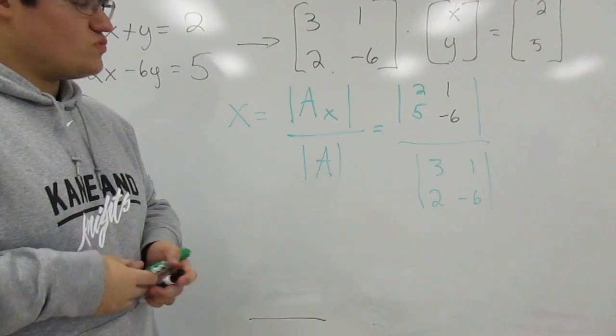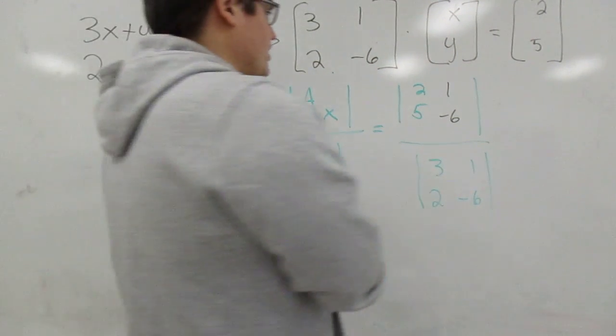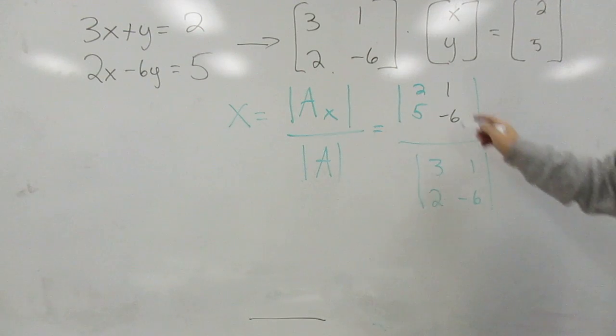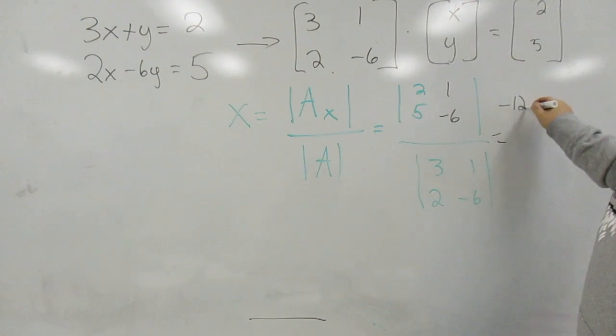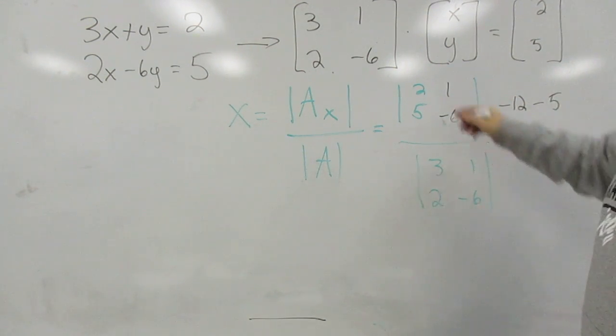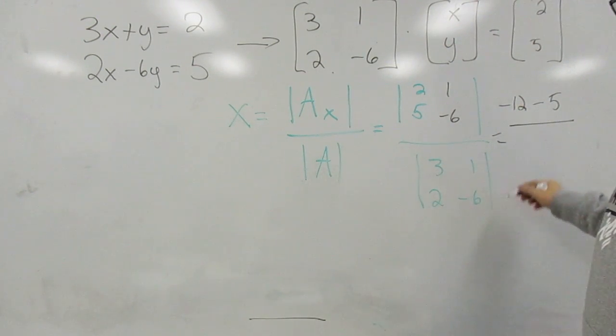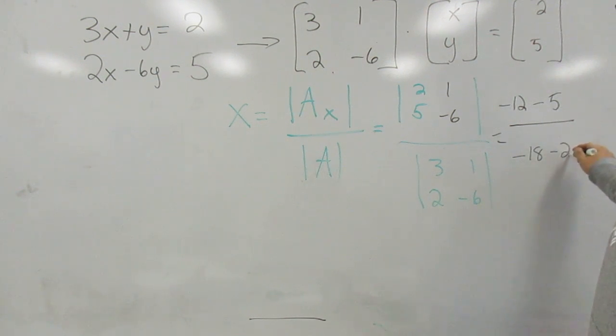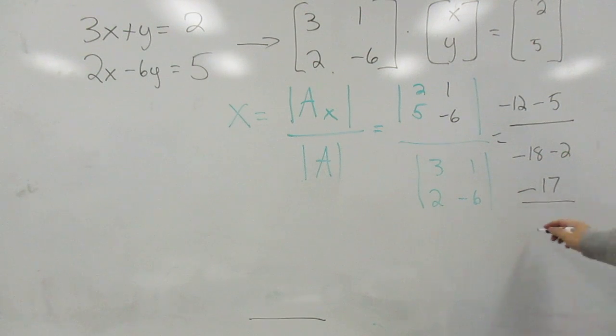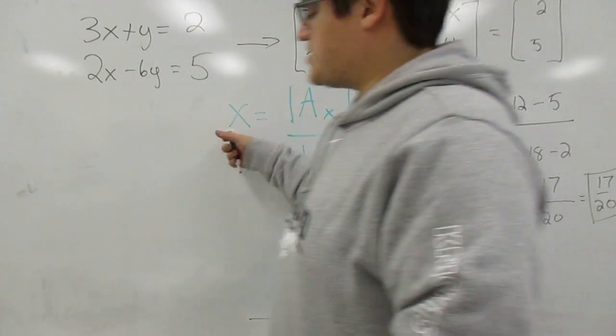Okay? Now we just compute both of these. So this one's not too bad. 2 times negative 6 is negative 12 minus 5. Remember, you multiply the diagonals and take the difference of them. Divided by negative 18 minus 2. Okay. Negative 12 minus 5 gives us a negative 17. Divided by negative 18 minus 2 is a negative 20. That simplifies to 17 over 20. Okay. And that's our x value here.